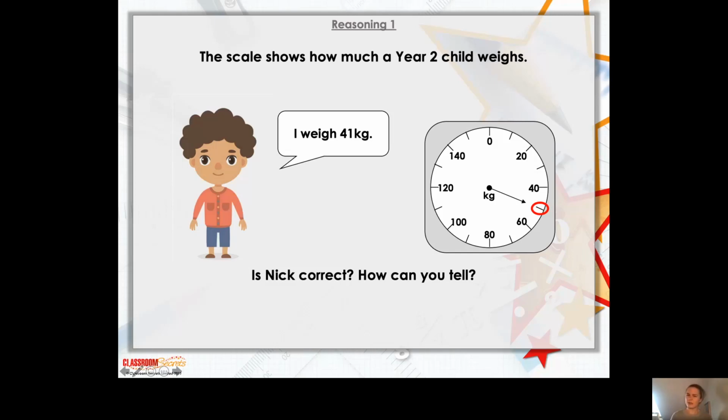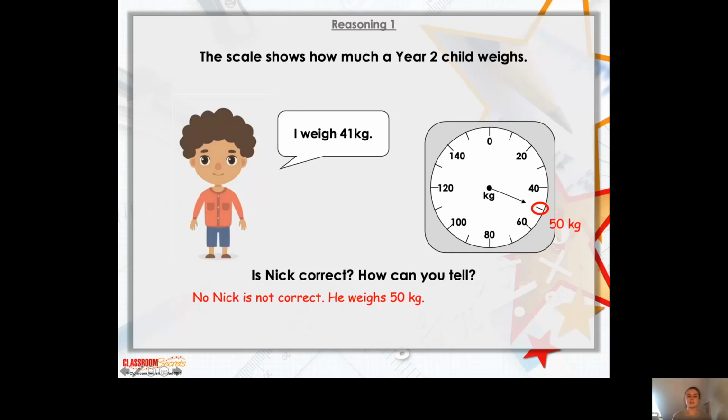So therefore, is Nick correct? Well, no, Nick is not correct. He weighs 50 kilograms. Okay, so he didn't get his measurement correct because by the looks of it, he thought that each marker went up in 1, when actually we know that it went up 10 kilograms each time.